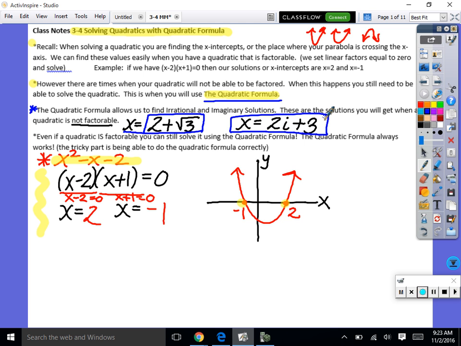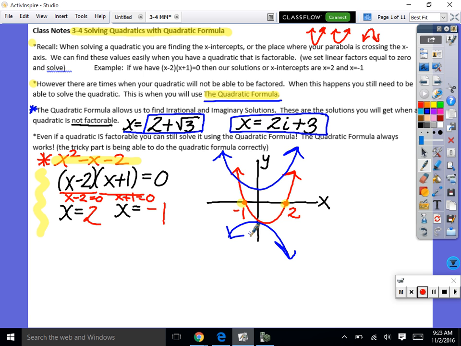So I'm going to draw a blue parabola here. This would be an example of a parabola that has imaginary solutions. You see how it never crosses the x-axis? That's when you have imaginary solutions. So this would also have imaginary solutions because it never crosses the x-axis. So we would have to solve that by the quadratic formula.